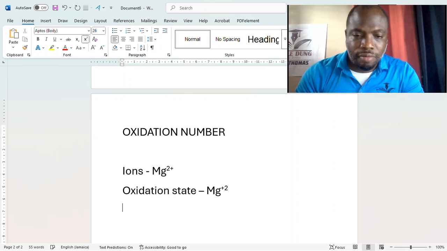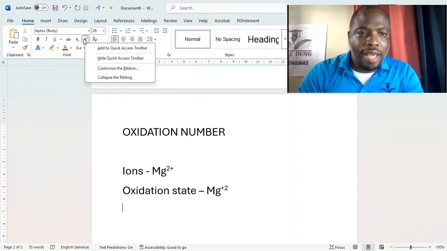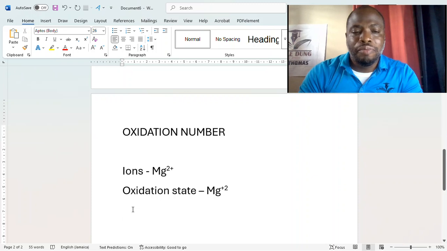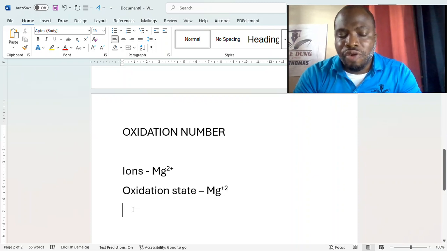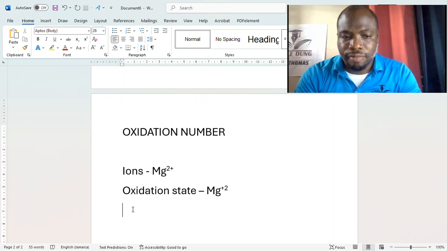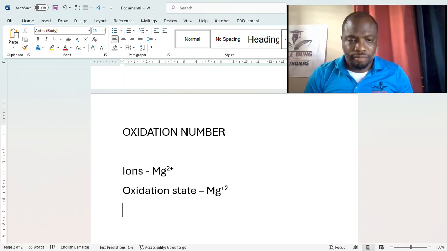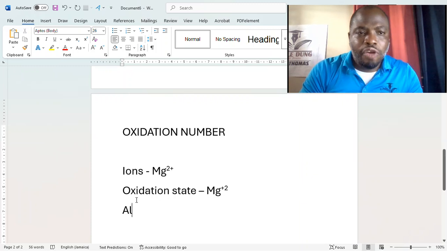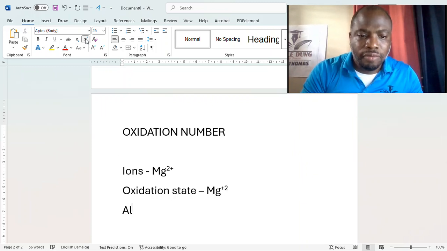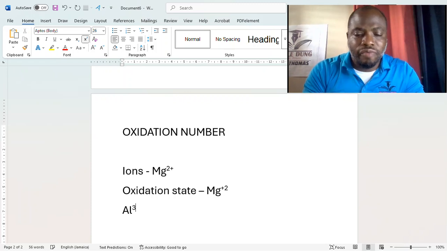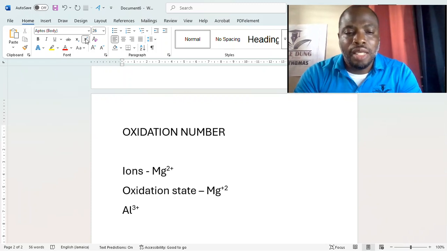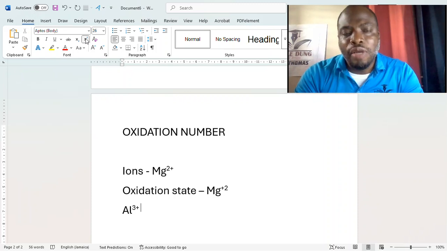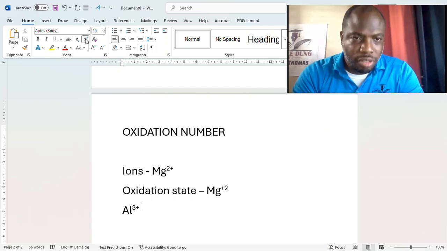an aluminum ion, again, aluminum has 3 electrons on its outer shell. So it is technically 13 electrons. So aluminum, in order to become stable, because this is where all of it is coming from, will basically lose those 3 electrons. And so the ion is aluminum 3 plus.